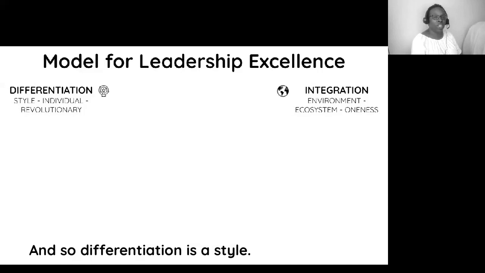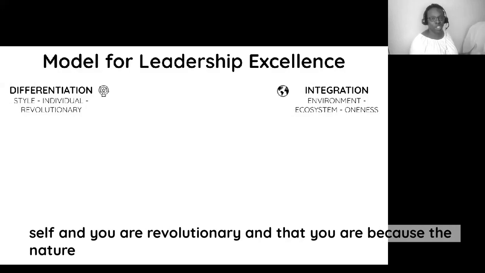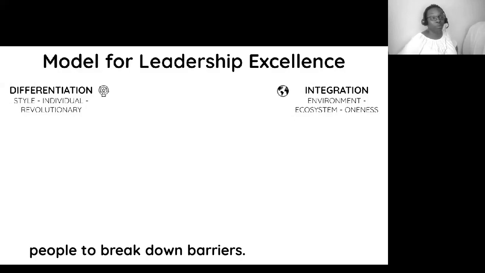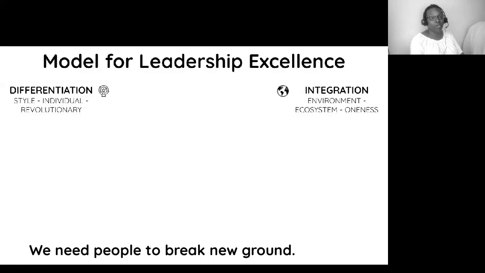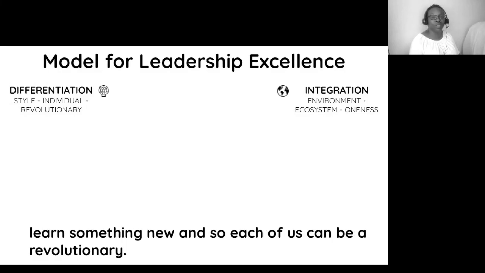And so differentiation is a style, it's a way of being where you are being your own individual, unique self and you're revolutionary. Because the nature of humanity is that we like to come together, but then we also need people to break down barriers. We need people to break new ground. We need people to blaze a new trail so that people can follow and learn something new. And so each of us can be a revolutionary.